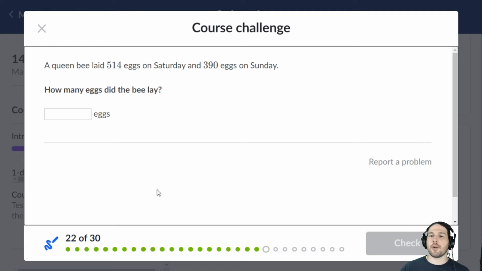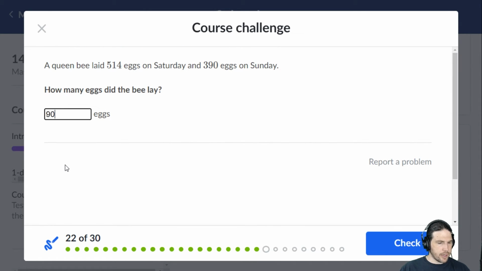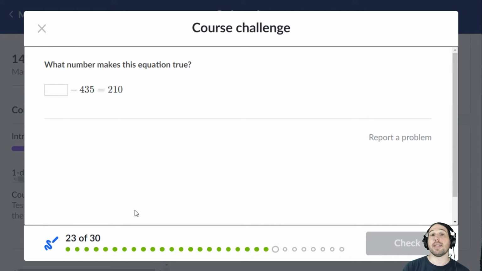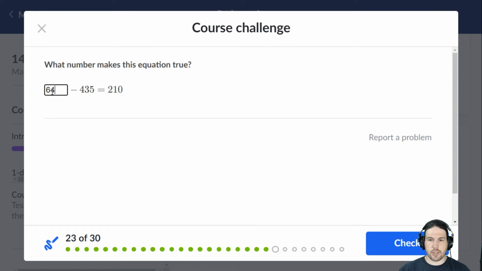Queen bee laid 514 eggs on Saturday and 390 on Sunday. How many did the bee lay total? I got 904. What number makes this equation true? I believe the answer is 645.